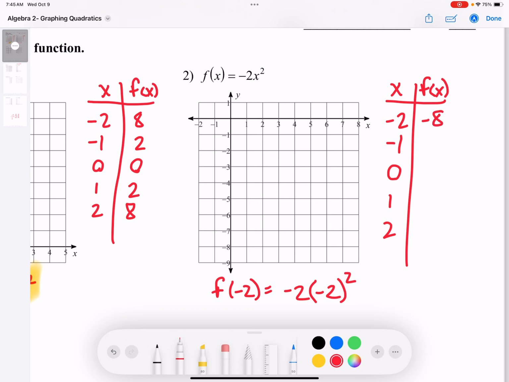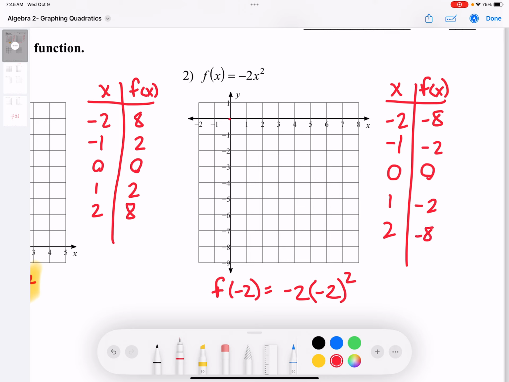Then we're going to go up and replace the -2 in the parentheses with a -1. And we get -2. Then we're going to delete the negative and replace the 1 with a 0, and we get 0. Then we're going to go up and replace the 0 with a 1, and we get -2. Then we hit the up arrow and replace the 1 with a 2, and we get -8.